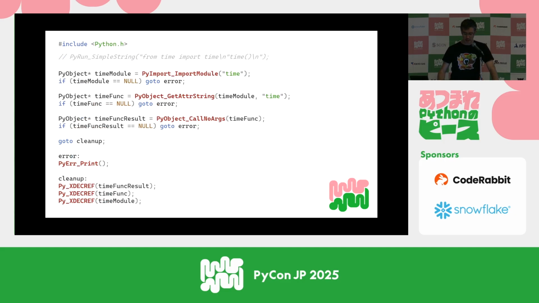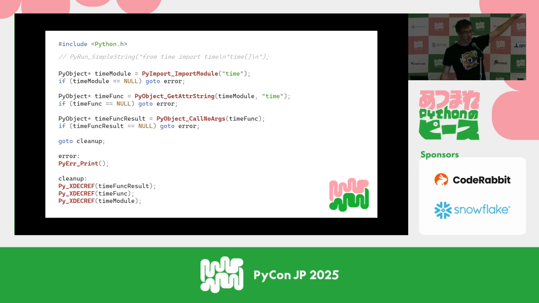If you wanted to actually not just have one big string, if you wanted to deal with things an object at a time, there are specific APIs to do things like import a module, get the attribute on an object, call a function or a method. Now, the problem with this is that there's a lot of code here to do something which essentially is what I commented at the top. So from time, import time, and then just run the time function.